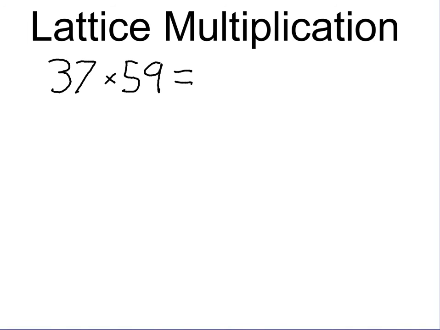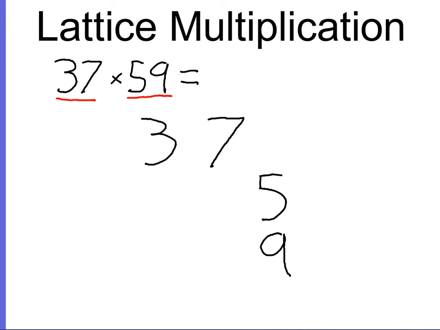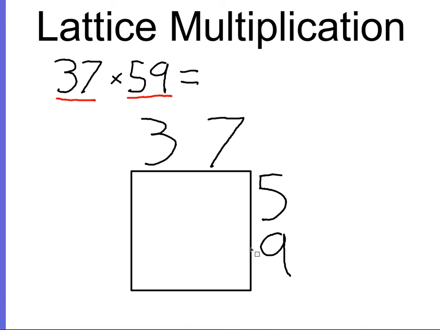So what you do first, you take your first number, which is 37, and you write it up top. Give yourself some room because one drawback of lattice is it takes some room. Alright, your second number, 59, you write along the side. Now, why it's called lattice is we are going to make a little table between your numbers, like that.